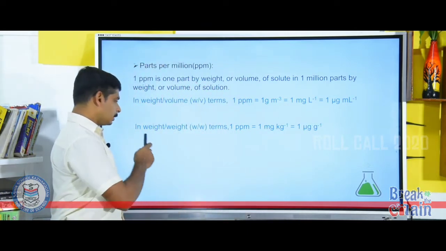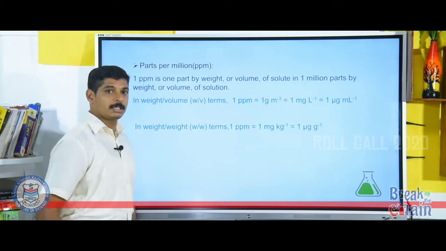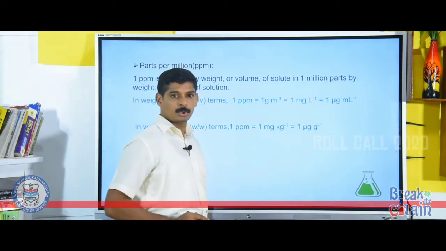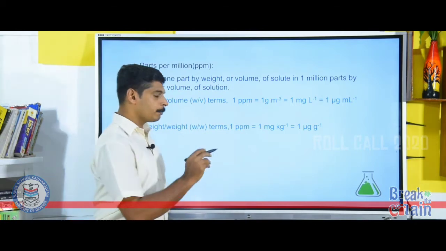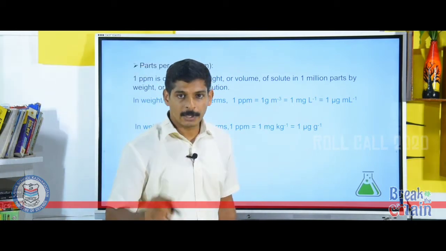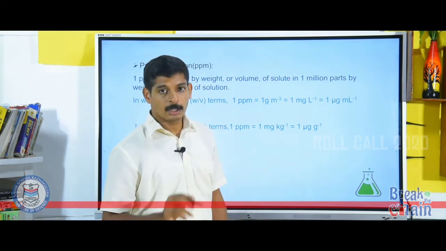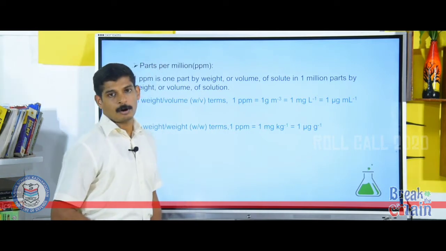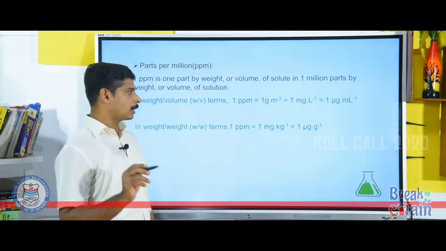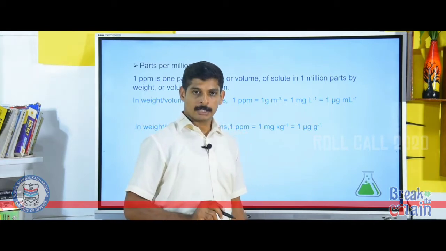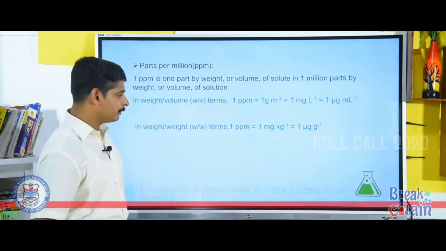Now, in weight by weight, 1 part per million will be equivalent to 1 milligram per kilogram, that is 1 milligram of the solute per kilogram of the solution, or it can be expressed as 1 microgram of the solute per gram of the solution. Now, let us try solving this question.